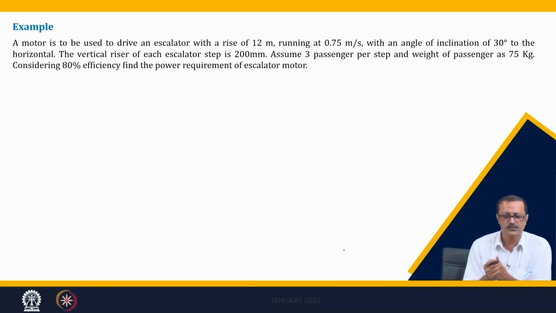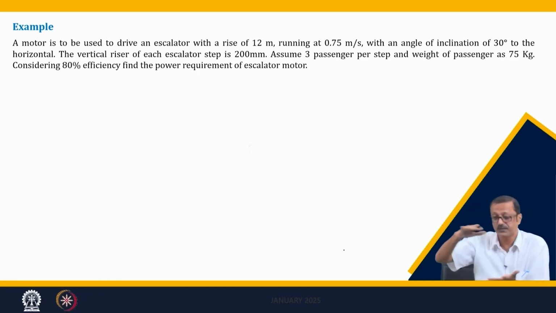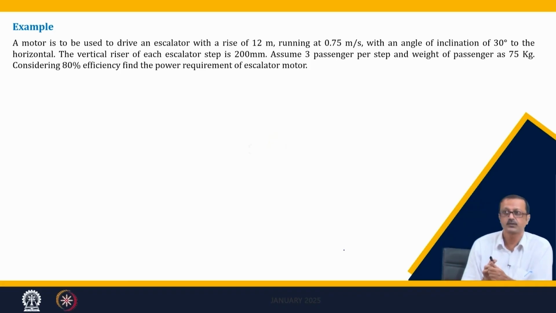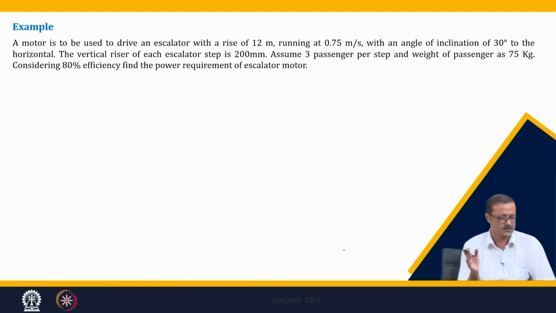The motor is used to drive an escalator of rise 12 meters. The running speed is 0.75, the angle of inclination is 30 degree to the horizontal, and the vertical riser of the steps is 200 mm, almost 8 inch. Assume 3 passengers per step, and the weight of the passenger is 75 kg, considering 80% efficiency.